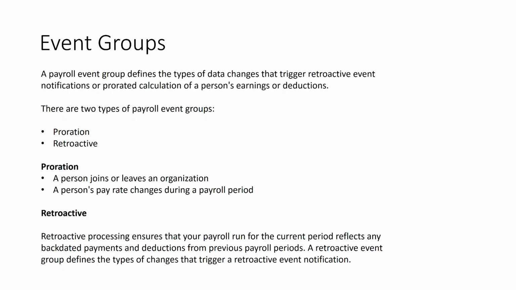Now, the difference between retroactive event group and proration event group is that proration can happen in the past as well as in the current month. Retroactive is only about the past.